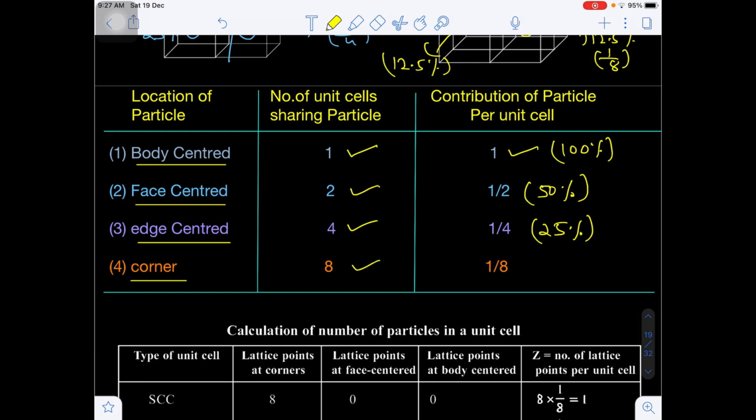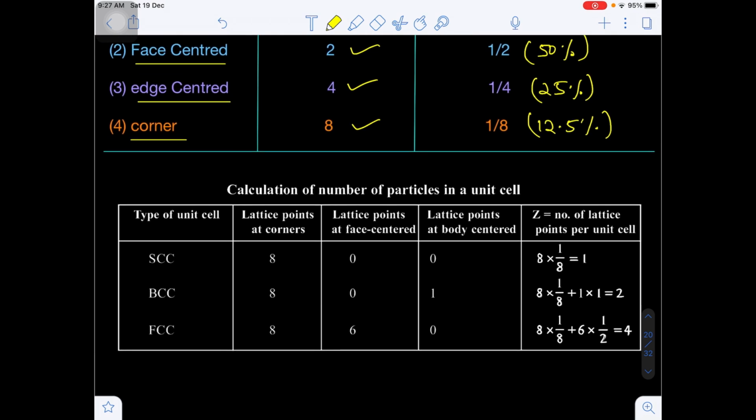And one more location of the particle is the corner. Each corner is shared by 8 unit cells. Per unit cell, if you calculate the contribution of the lattice point, you will get 12.5%, that is 1/8. Are you getting my point? Now here, how do we calculate the number of particles per unit cell? That is nothing but Z, in a simple cubic lattice, body centered cubic lattice, and face centered cubic lattice.